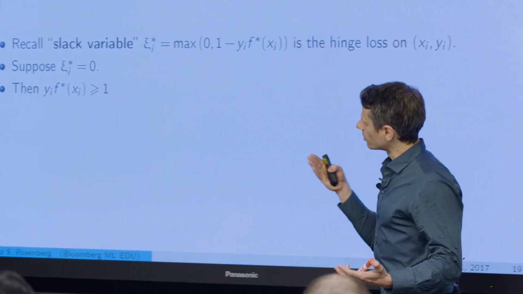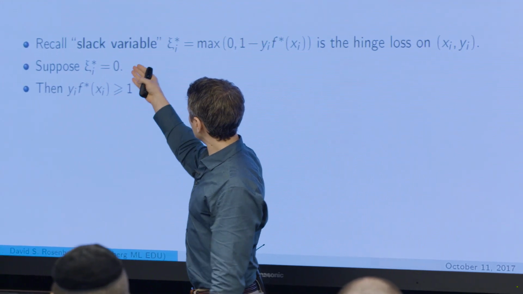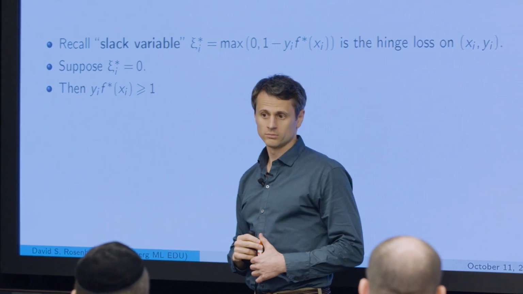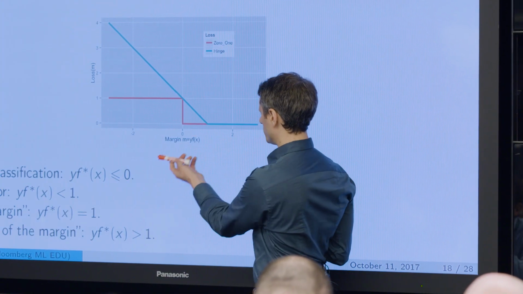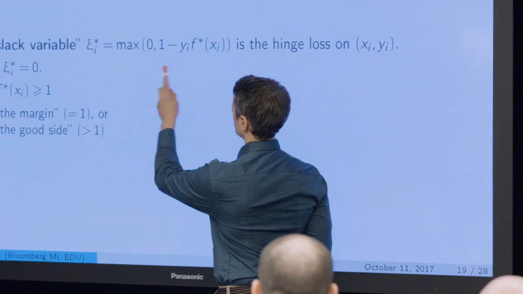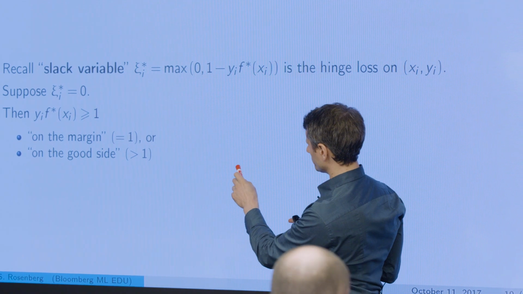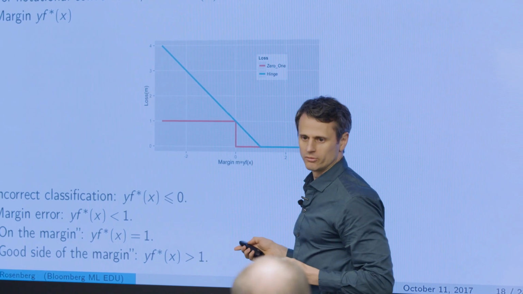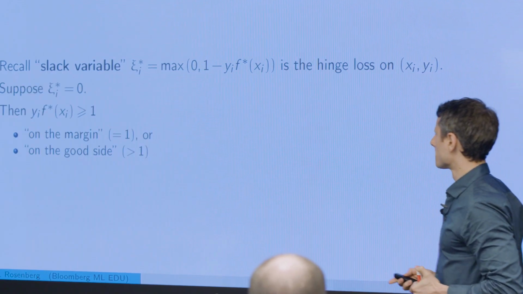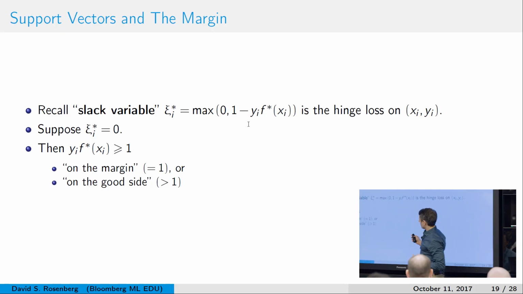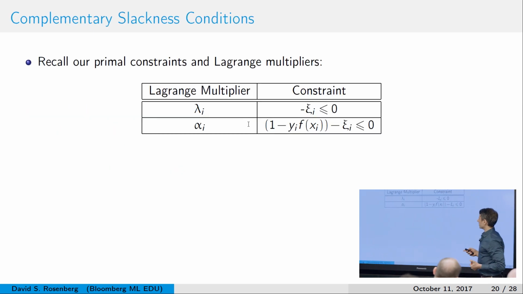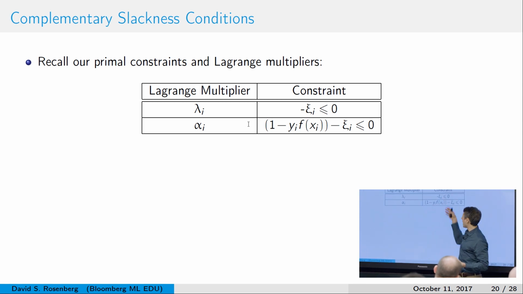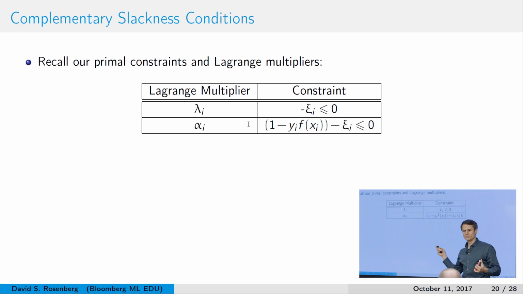All right. So we're reading off that of course, if the slack is 0, then the margin is greater than or equal to 1. That makes sense. It's completely obvious from this picture also. If the loss is 0, then we need to be at 1 or greater. So we're either on the margin, exactly at 1, or on the good side of the margin. Great. All right, now let's go towards complementary slackness, which means we need to remind ourselves what our Lagrange multipliers were and the constraint functions. And remember what complementary slackness was?